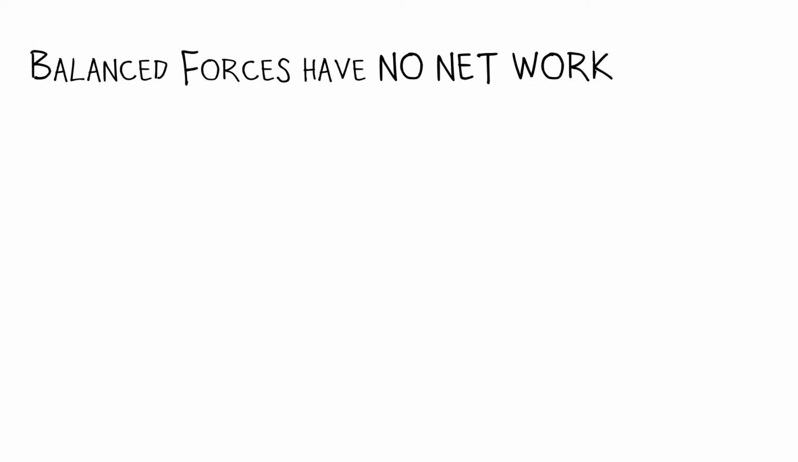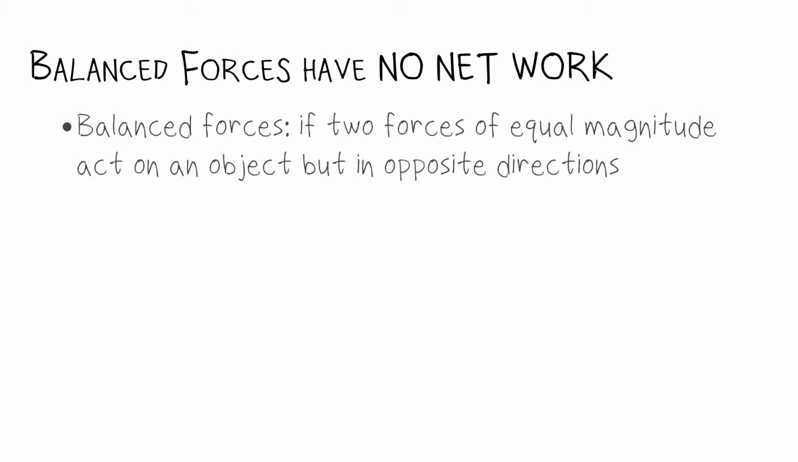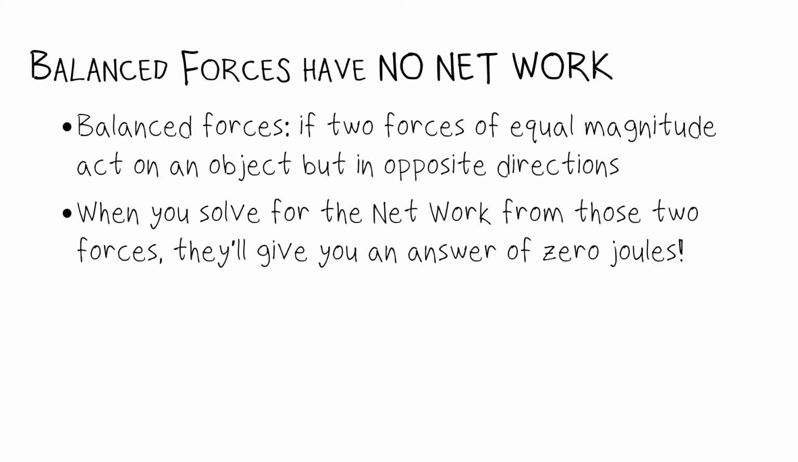One quick side note that might help you understand this idea a little bit better is to tie it back to something we've talked about earlier on this channel, the idea of Newton's laws, specifically balanced forces. When forces are balanced, that means that you have two forces of equal magnitude acting on an object but in opposite directions. And again, it could be more than two forces and they just add up so they cancel each other out, but we'll just assume it's two forces for now. When you have a scenario when there's balanced forces acting on an object and you calculate the net work, you'll see that it gives you an answer of 0 joules. Balanced forces give you a no net work scenario.